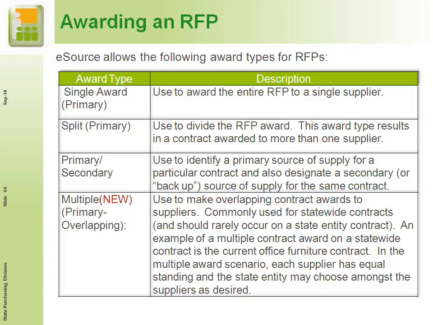A new award scenario for RFPs in eSource is the multiple or the overlapping award. And you use this to make overlapping contract awards to suppliers. It's commonly used for statewide contracts and should rarely occur on a state entity contract. An example of a multiple contract award on a statewide contract is the current office furniture contract. In the multiple award scenario, each supplier has equal standing, and the state entity may choose amongst the suppliers as desired. This multiple or overlapping award provides the availability to have multiple suppliers on the same contract and allows the purchasing officer to select what supplier they will make the purchase from.